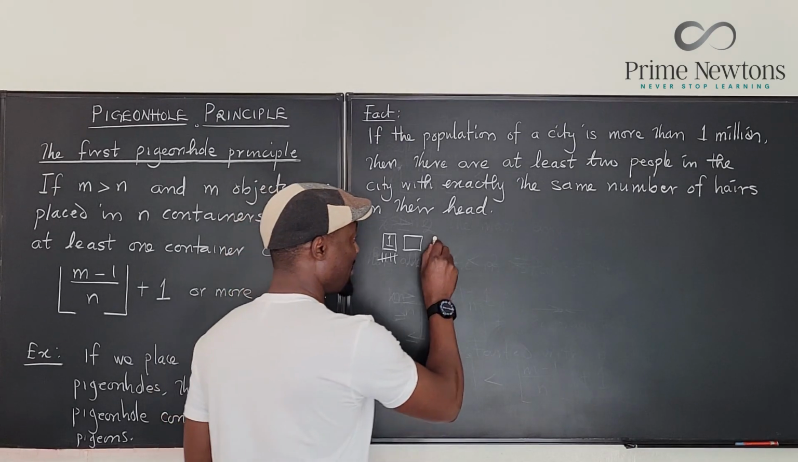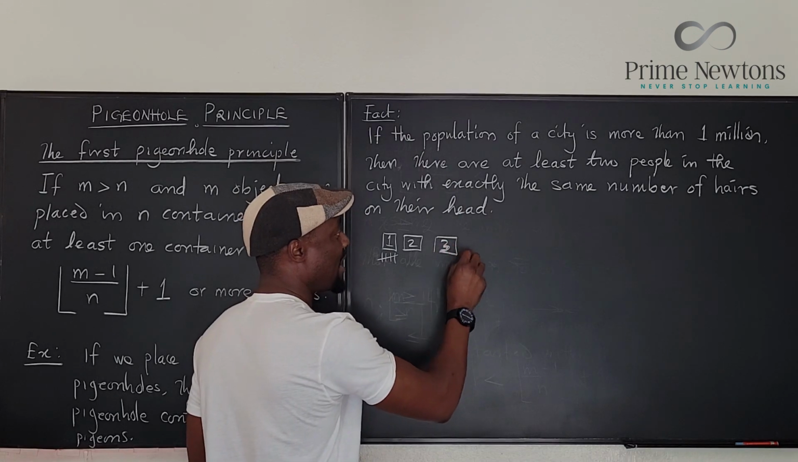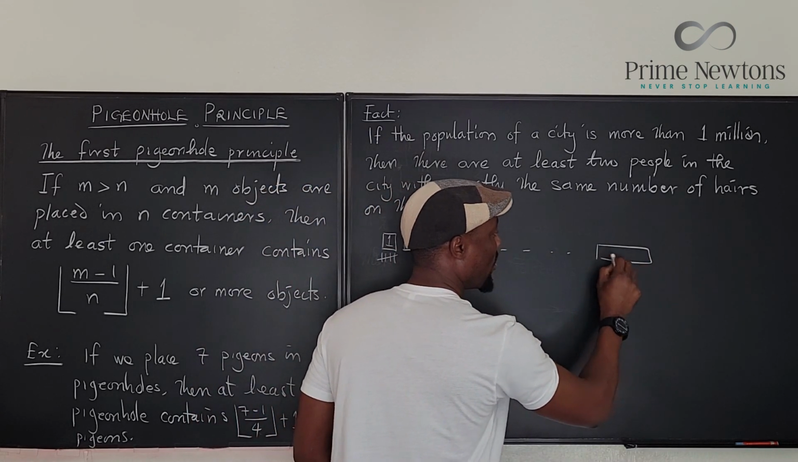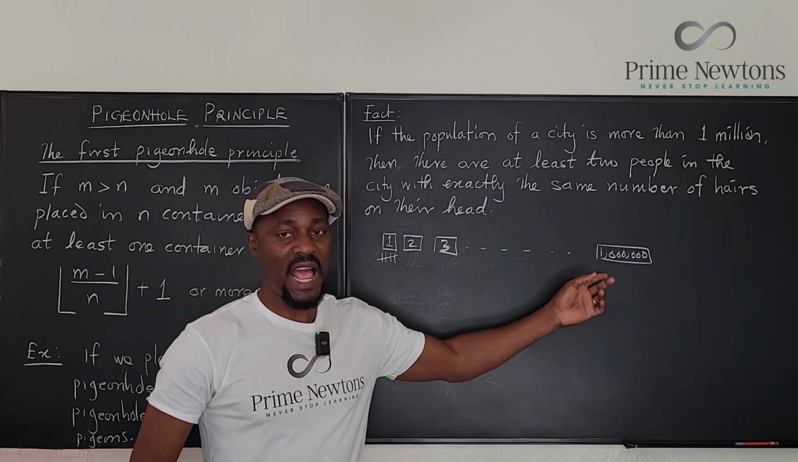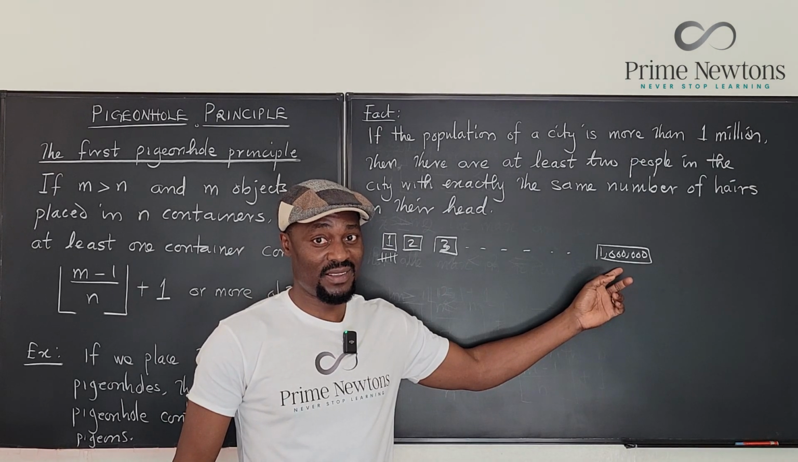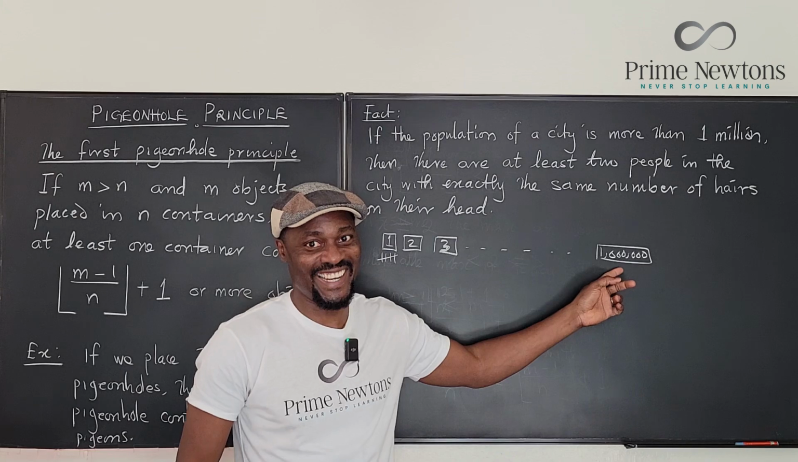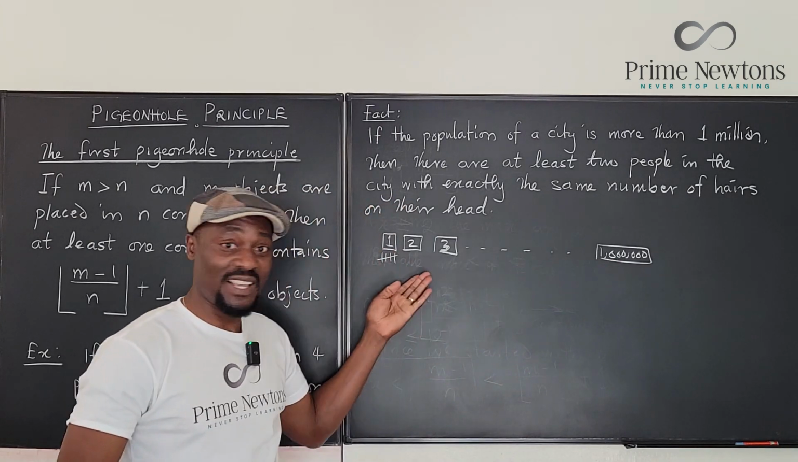So the number of boxes we can create, this would be for 2, this would be for 3 strands of hair, and then this would be for 4. You keep going until you get 1,000,000. But nobody has 1,000,000 strands of hair on their head. No, nobody. Maybe there is, we don't know, but there's nobody, not in this city. Maybe in your city. So this is it.